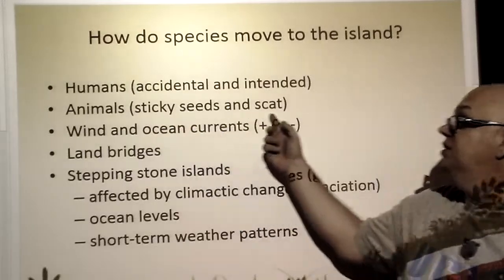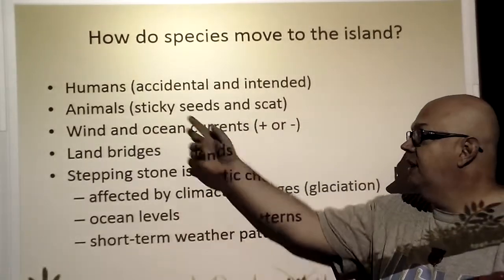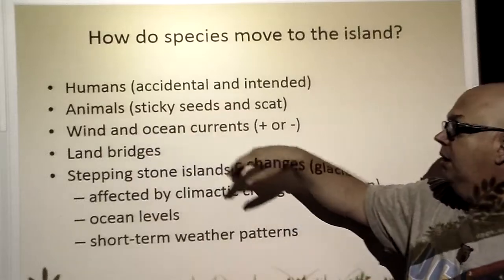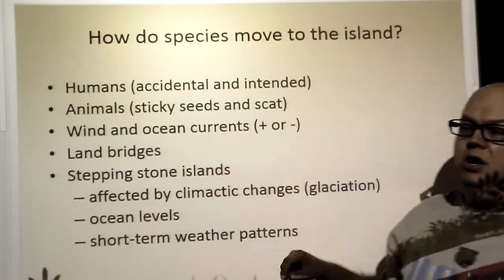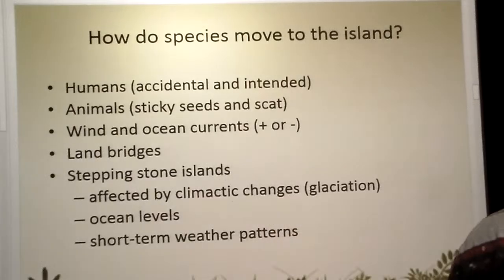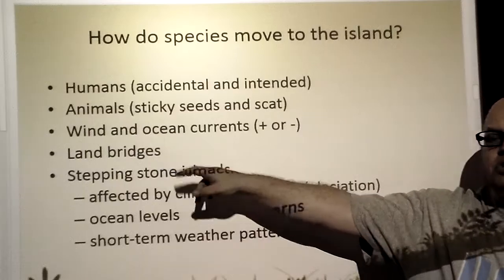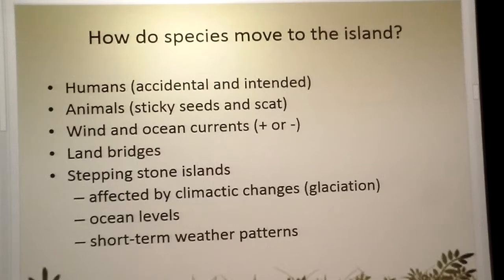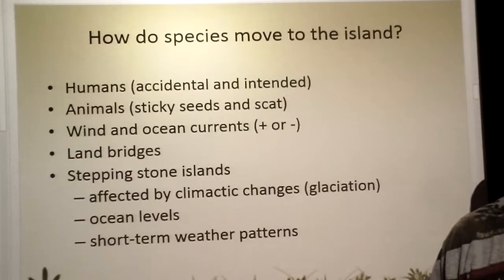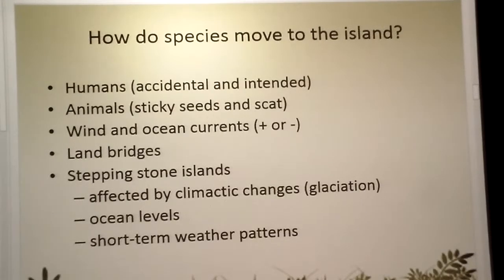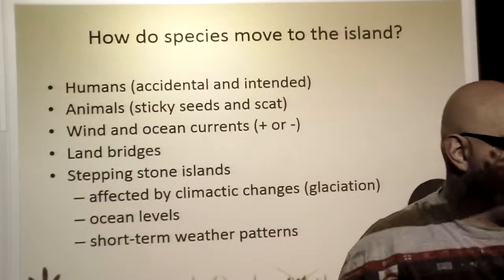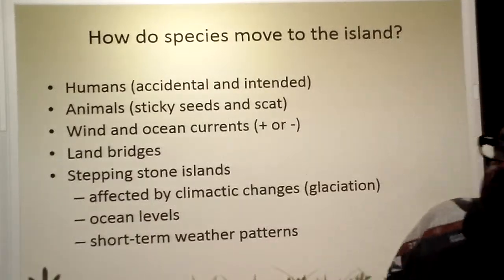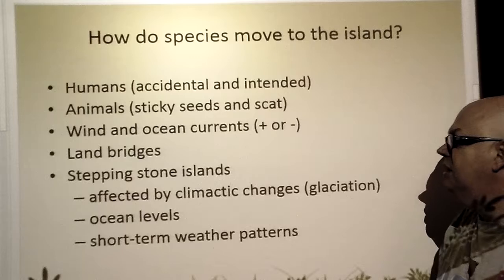So animals, like sticky seeds and scat, okay, that's how some species will go through. Wind and ocean currents. This could be a positive or a negative, depending on that. Land bridges. There can be land bridges that come from the mainland to the island, okay? A great example of that would be Alaska, that at one time there was a land bridge from the very northern part of Asia crossing over into Alaska, okay? That bridge is not there now, but it was there at one point.